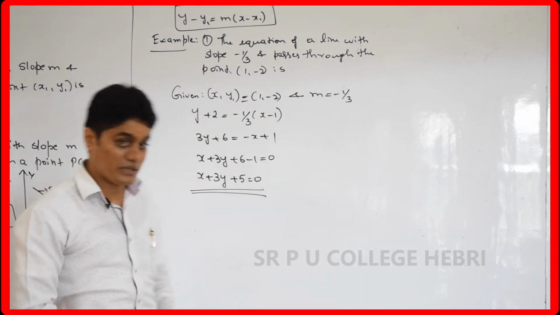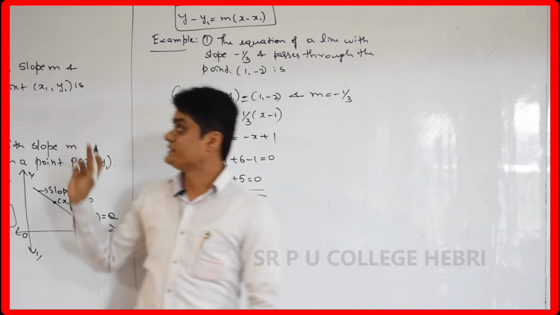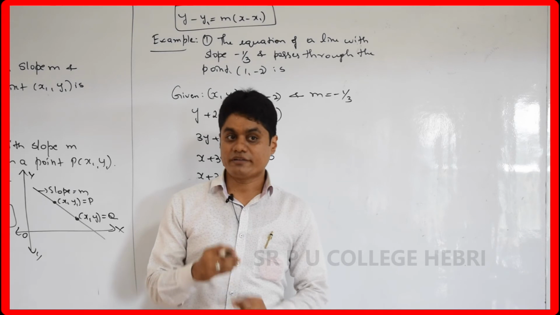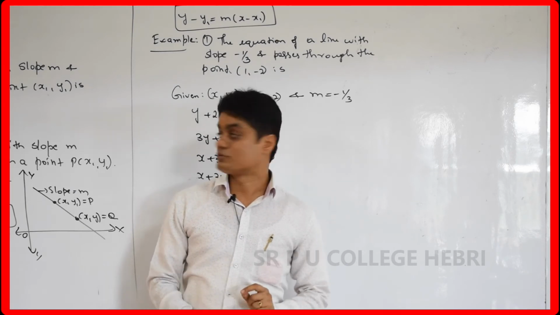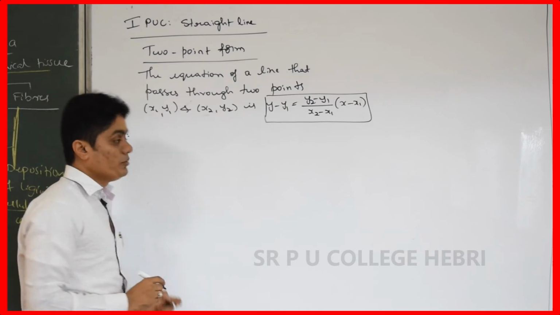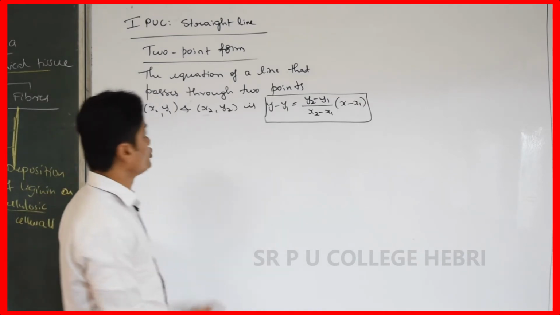So we completed one more form of equation of straight line, that is the slope point form. Just like this, I'm going to take one more type of the equation of straight line today, that is the two-point form. Okay, the next form of equation of straight line is the third one, two-point form.